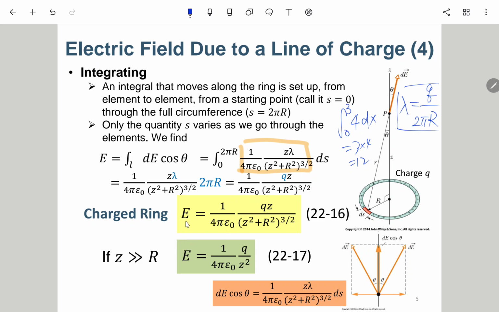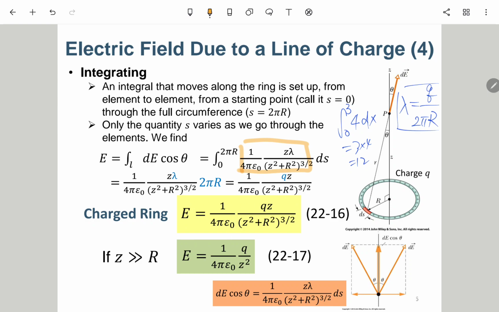Okay, so finally we have E equals k times Q z over (z squared plus capital R squared) to the 3 over 2 power. This is the expression for this ring. If we don't assume z to be much larger than R, then this will be the final solution.